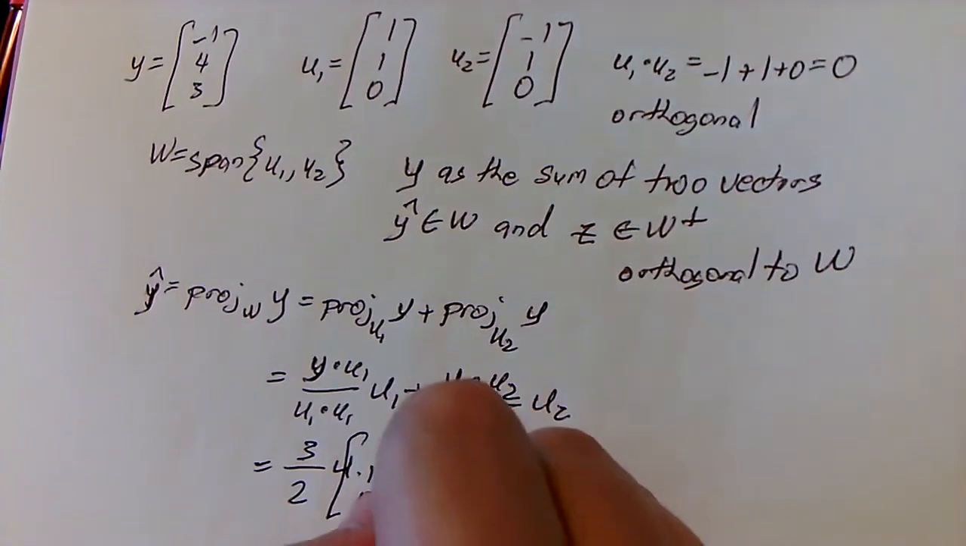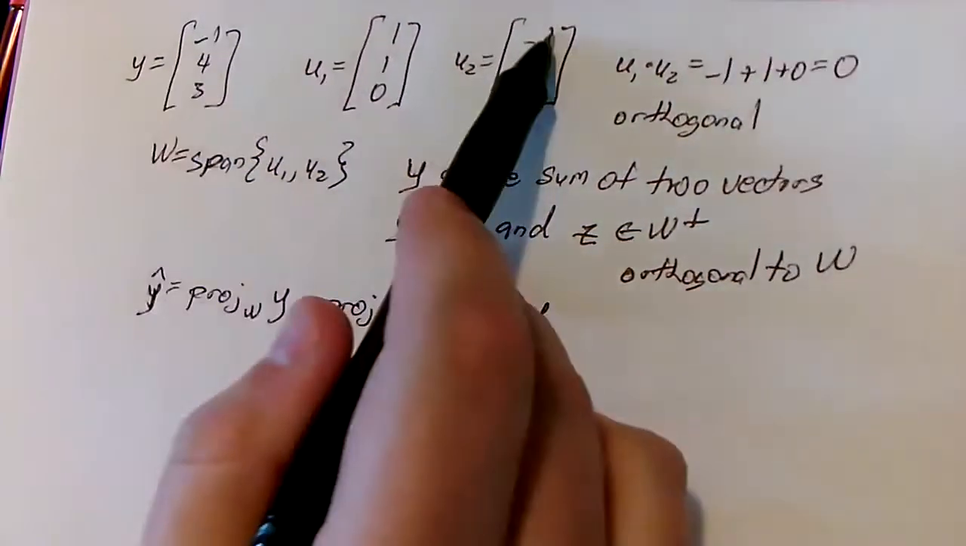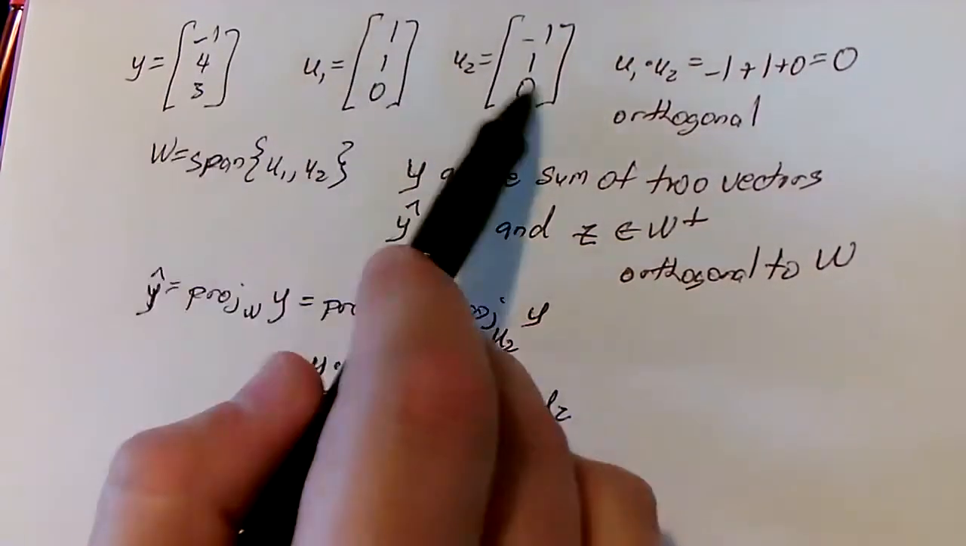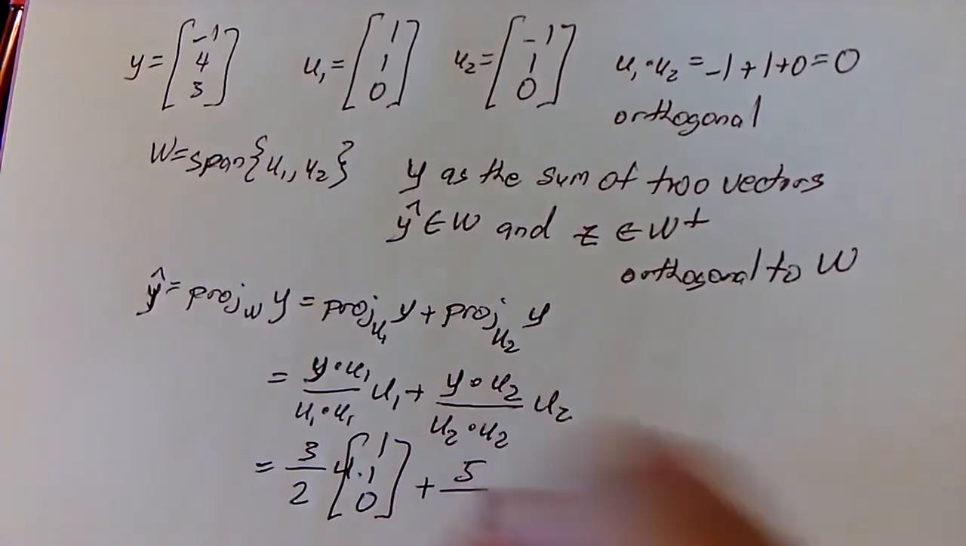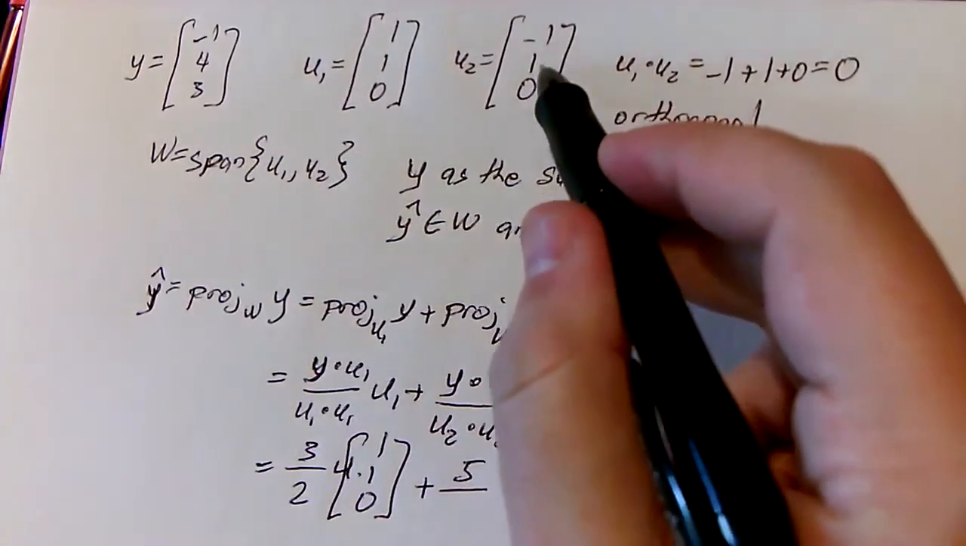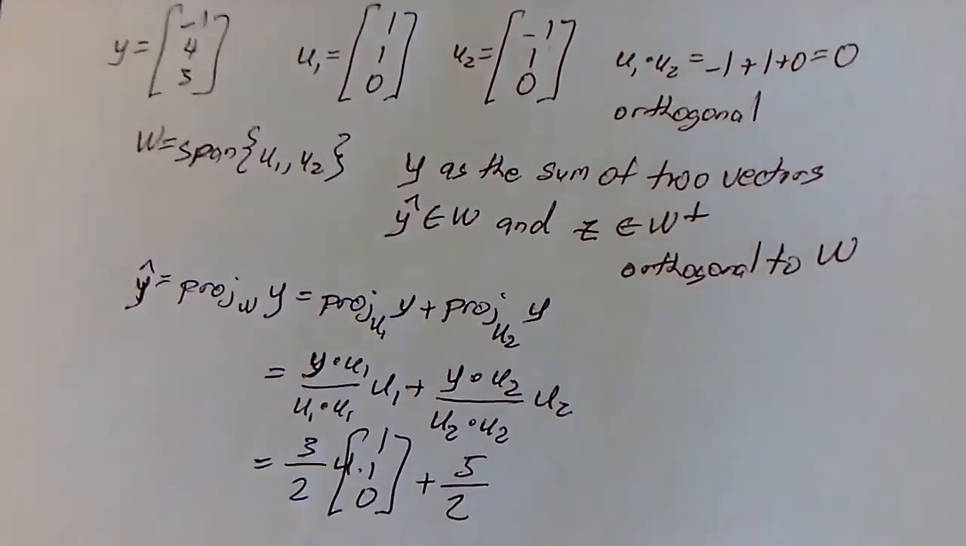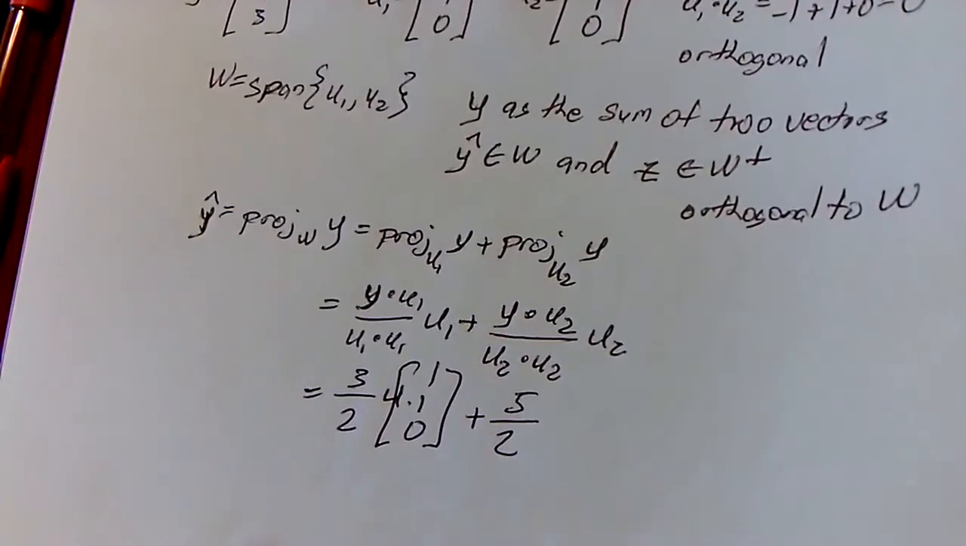Okay, y dot U2, that's going to be -1 times -1, which is a +1, plus 4 times 1, which is 5. U2 dot U2 is going to be 1, 1, and 0, so I got 5 halves. Okay, just to reinforce what we had there, right?